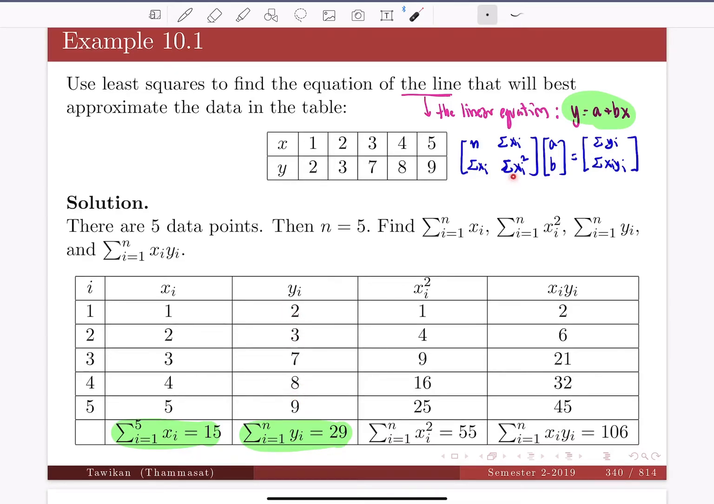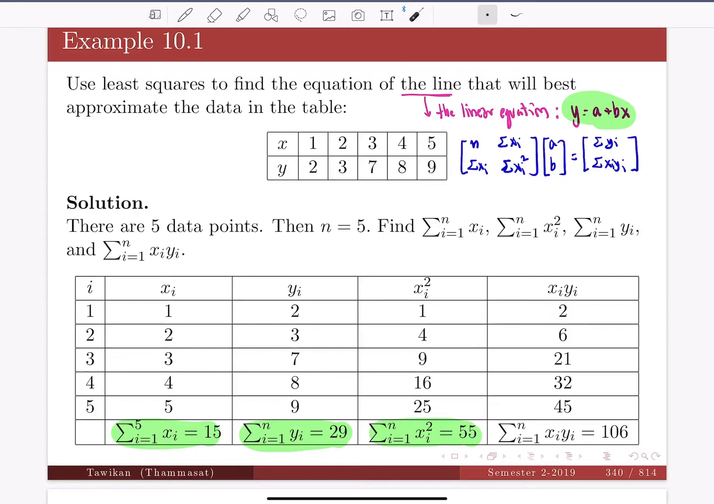Okay, I need the summation of xi squared right at that spot, second row, second column. So in the next column, I square each xi of my first column. So I square each one of the xi, and then at the bottom, I find the summation of that column. And not only do I need summation of xi squared, if you look to the right hand side, I need summation of xi yi. So in the next column, I find the product of my xi and yi for each i.